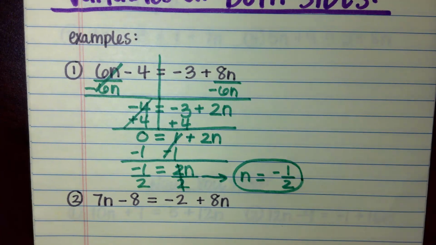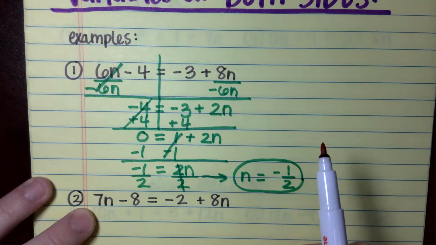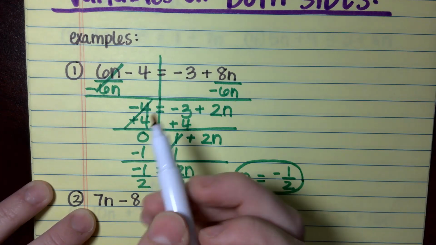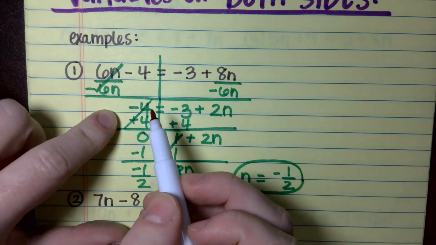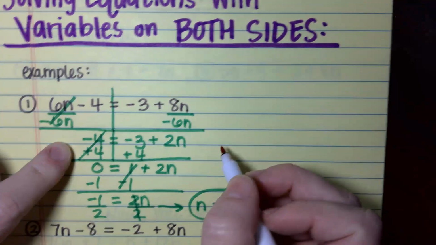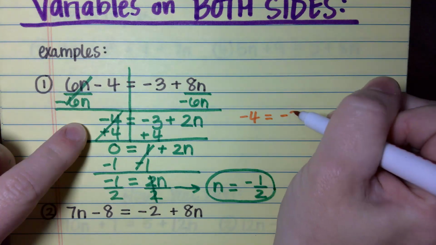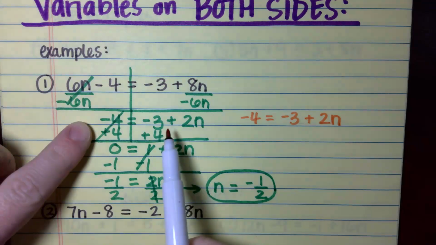Yeah, so let me show you something real quick. Whenever we were at this step, I didn't want to stop you. There is an easier way. There's a much easier way, guys. First of all, I'm going to rewrite this step here. We had negative 4 equals negative 3 plus 2n. This is what we had.